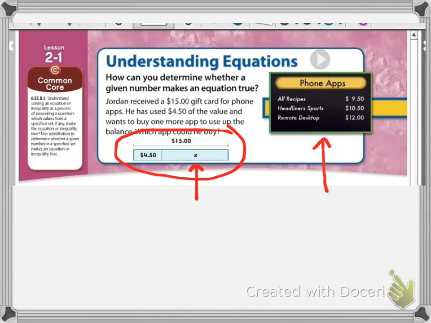Okay, so going back to the question: if he has a $15 gift card and he has already used $4.50, how much does he have left? We have to know how much he has left to be able to know what else he can buy.